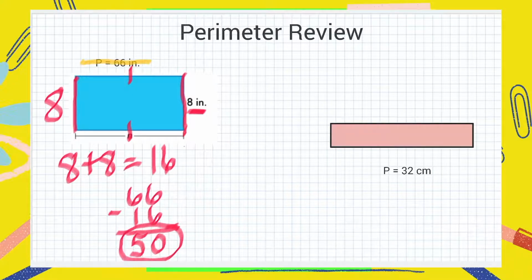Now, if this side equals 8 inches, and so does this side, that means that these two sides are going to be the same amount. What two numbers can I double to get 50? If you don't know, I'll give you a hint. It's the same value as a quarter. If I double a quarter, what do I get?